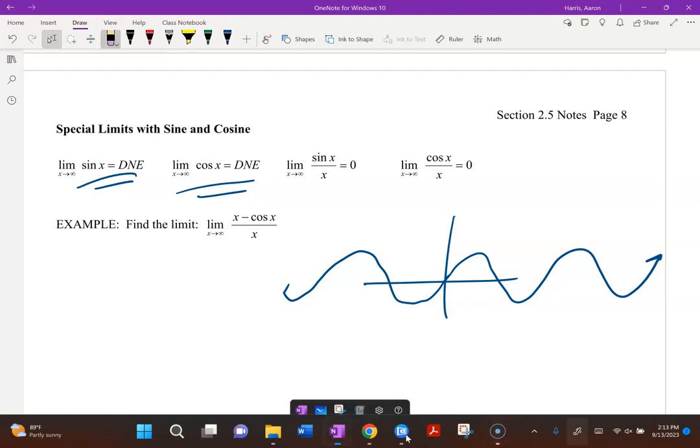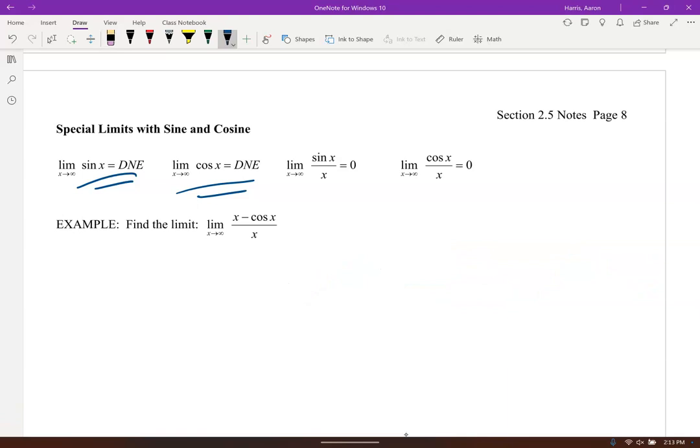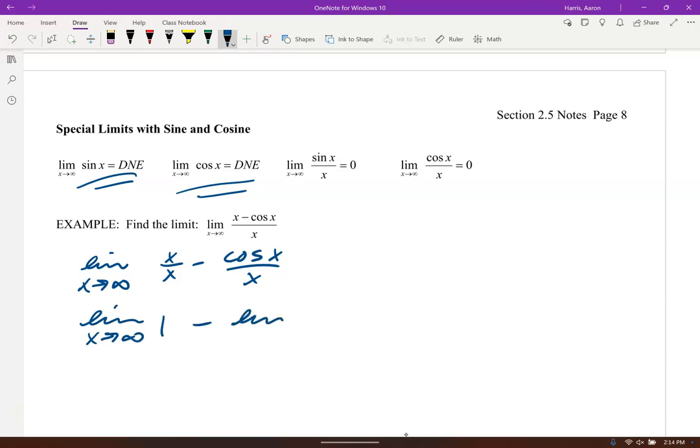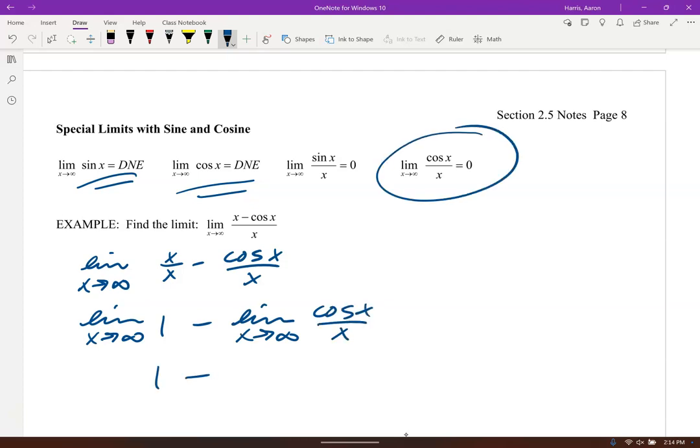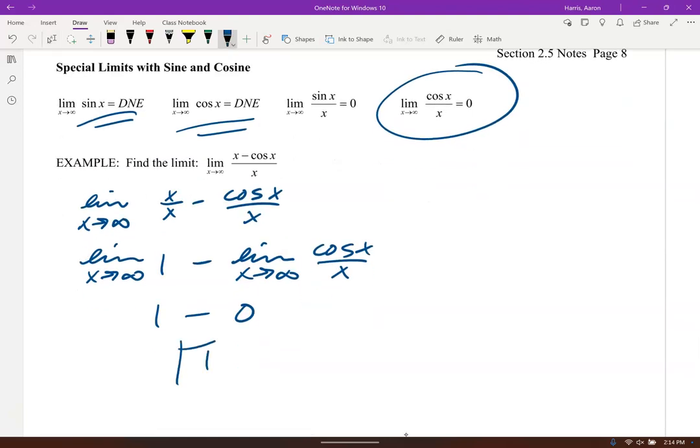So let's take a look at this first one. I would go ahead and say, well, that's a common denominator, so let me put it like that. So now I've got the limit as x goes to infinity of the 1 minus the limit as x goes to infinity of that cosine x over x, which we know to be 0, right? So we got 1 minus 0, which is just 1.